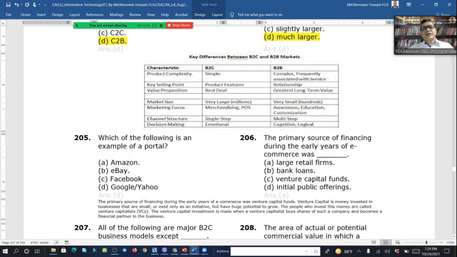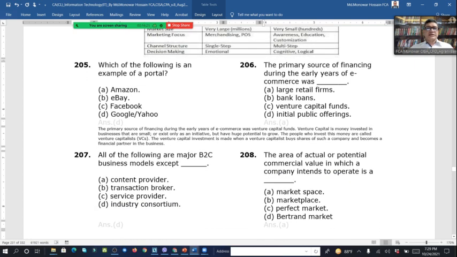Decision making: here in business to consumer, sometimes as a consumer we have emotion, that means if we go for e-commerce, sometimes emotion works here, but in business to business it is logical, no emotion is there. So that is the key difference between business to consumer and business to business.